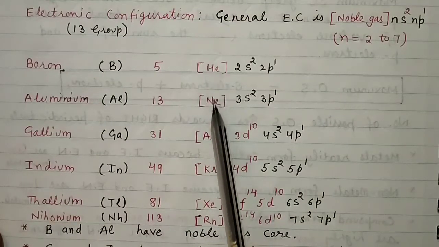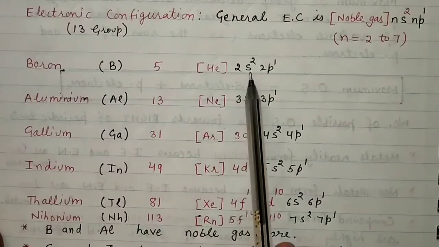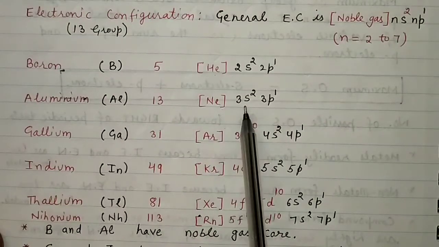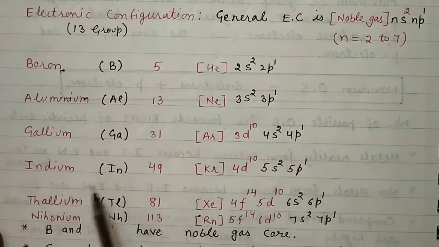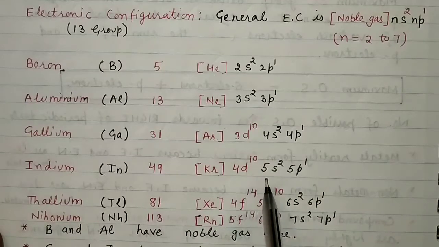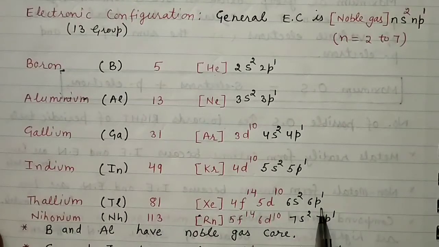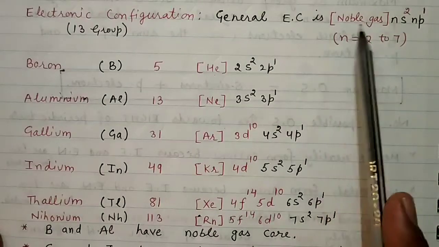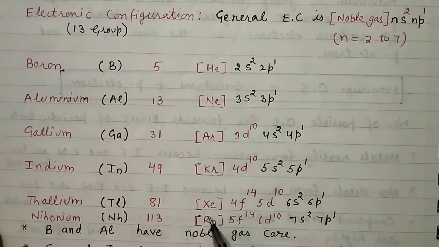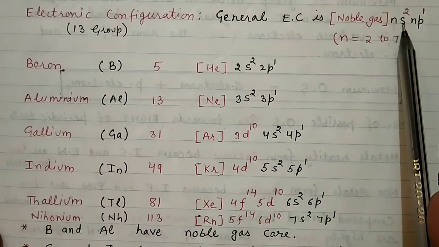And this is the nearest noble gas configuration: for boron, helium 2s2 2p1, for aluminium neon 3s2 3p1, for gallium argon 3d10 4s2 4p1, for indium krypton 4d10 5s2 5p1, for thallium xenon 4f14 5d10 6s2 6p1, and for nihonium Rn 5f14 6d10 7s2 7p1. So here is the general electronic configuration: the nearest noble gas configuration, then ns2 np1.